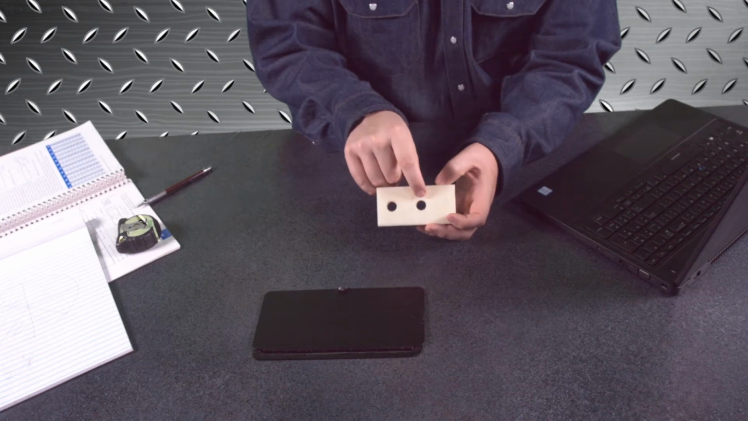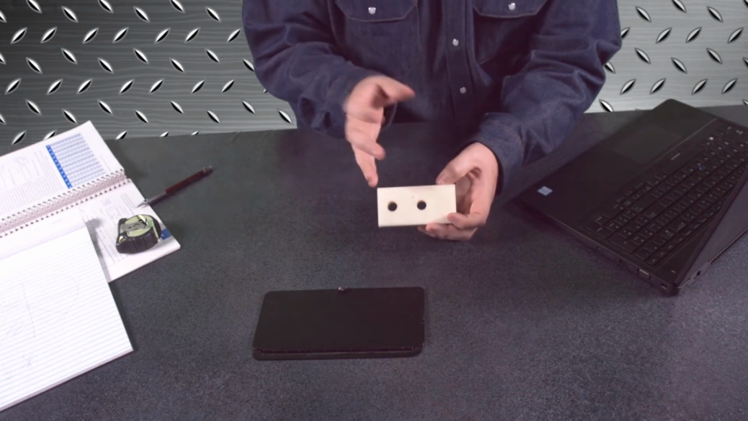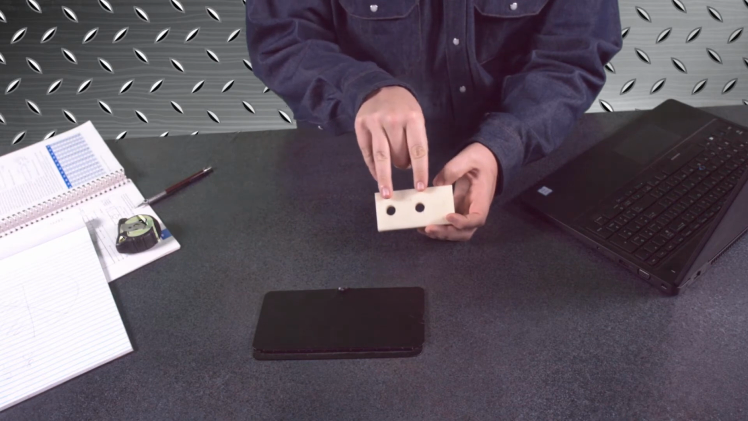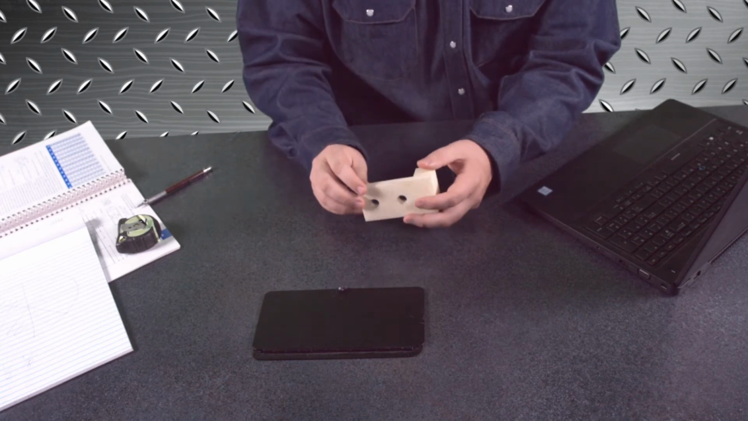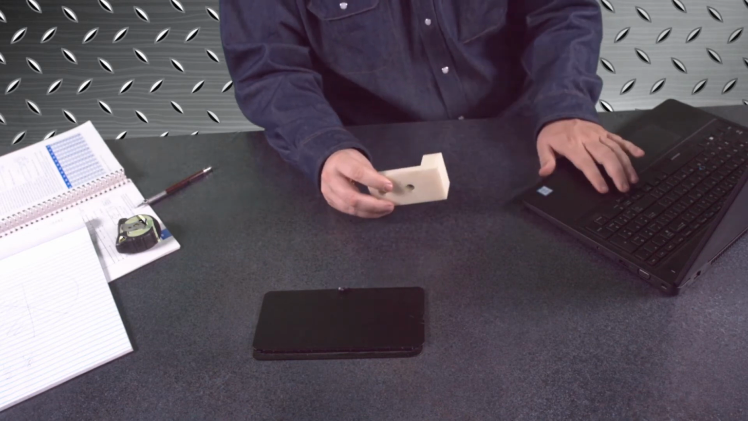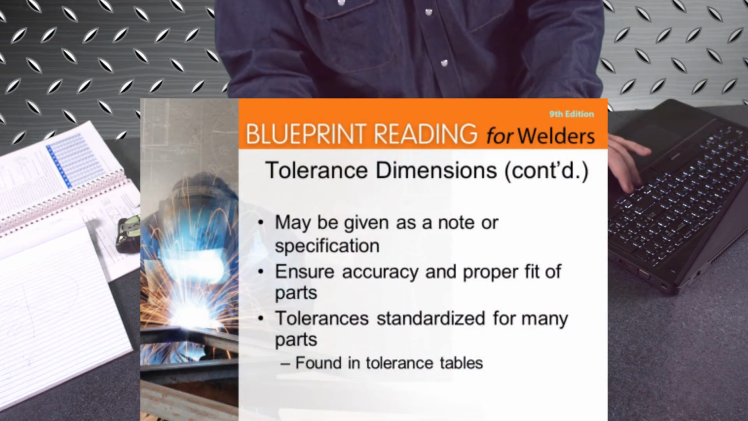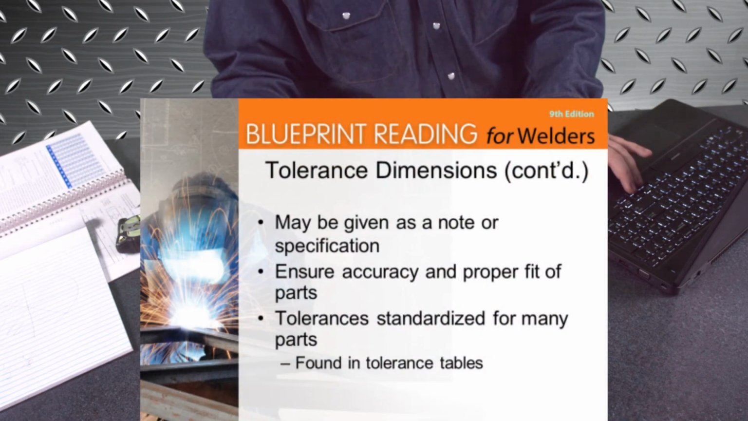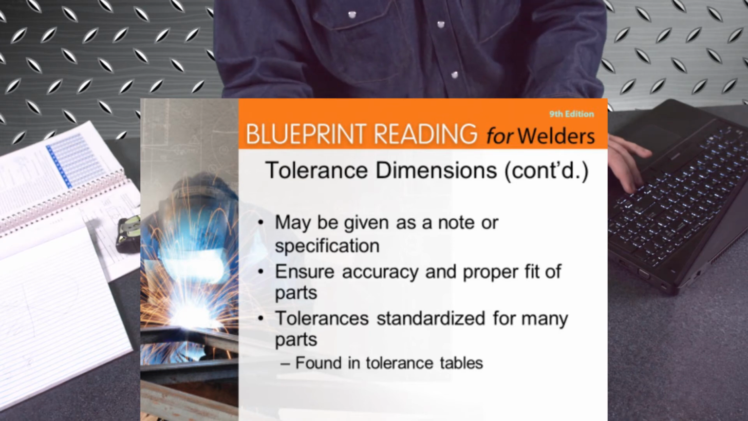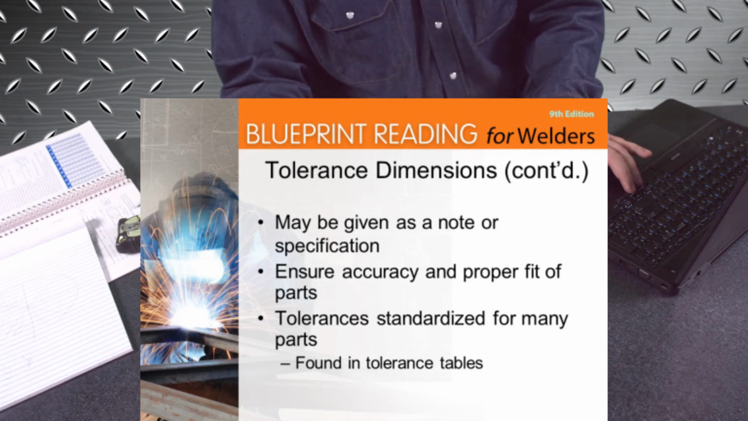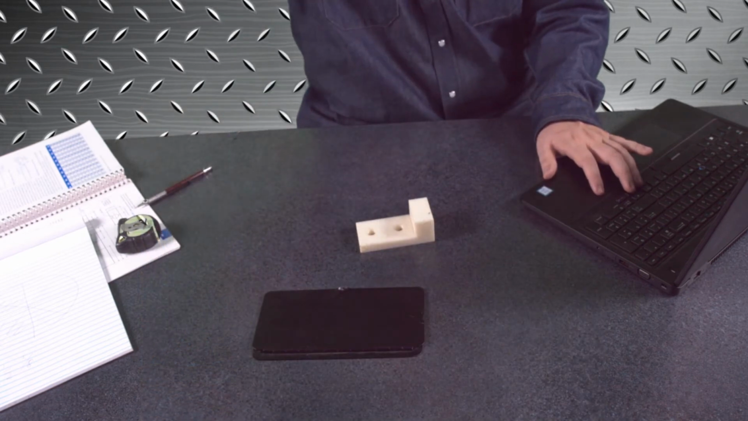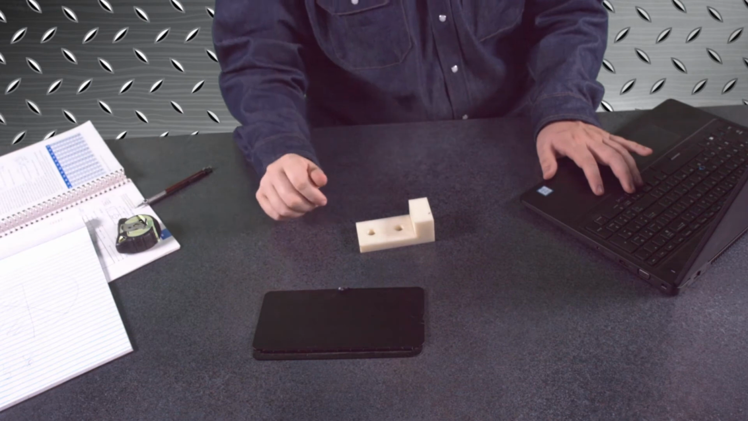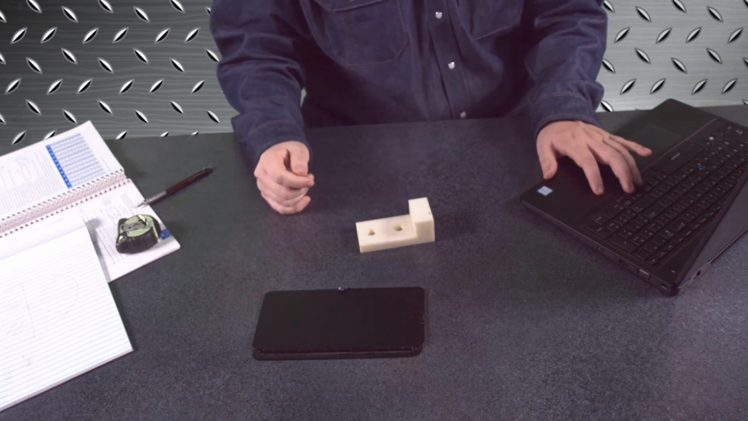I need these holes to be 1/2 an inch in size, and I want that within 10 thousandths of an inch, but their location can be off by, say, plus or minus 1/16 of an inch. Tolerances follow the dimensions to which they refer normally. And you can also find tolerances in the title block. They can be given as a note or a specification. Tolerances are going to ensure accuracy and proper fit of parts, and the tolerances are standardized for many parts found in tolerance tables. So if it's a part that your company builds on a regular basis, you're going to have a tolerance table off to the side, or you're just going to know what the tolerance needs to be for that part individually.